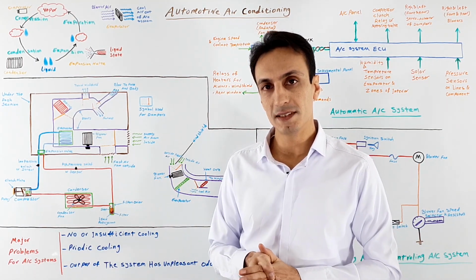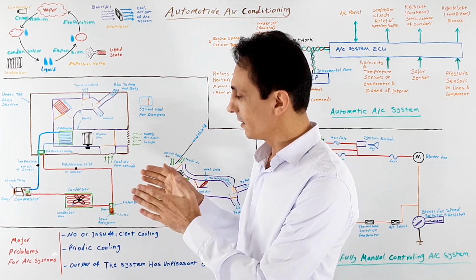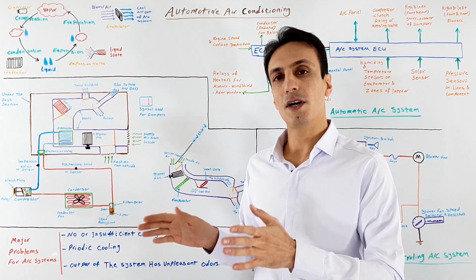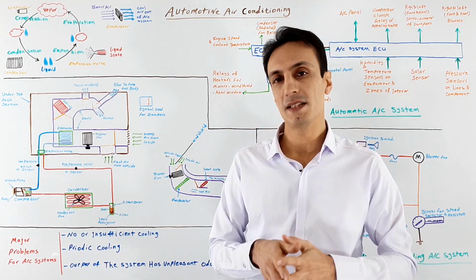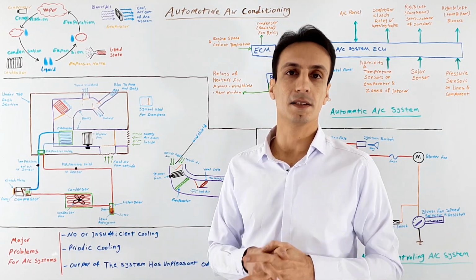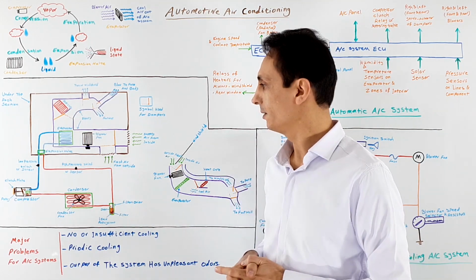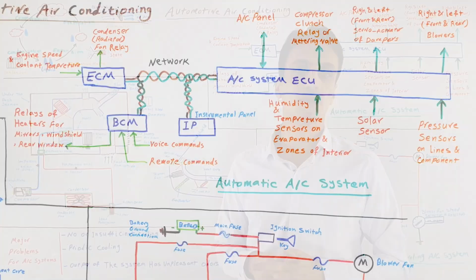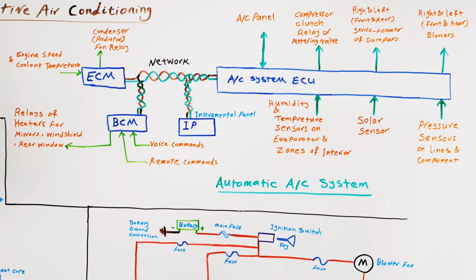For semi-automatic systems, some of the components and sensors are the same as fully automatic systems, but these systems always depend on occupants' commands to adjust the blower and changing modes that results in desired output. Also, in these systems, ECU monitors the whole system and controls relays, compressor, and condenser fan.